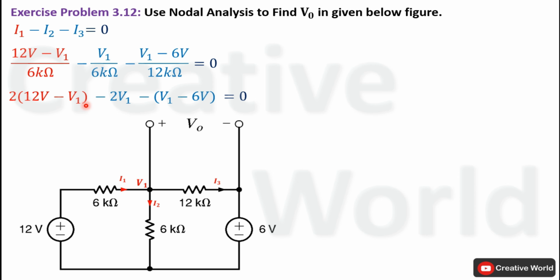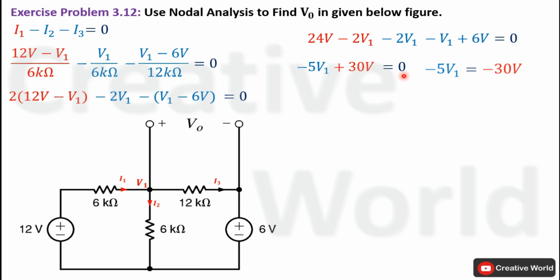Now open these brackets. Product of 2 and 12 volt will become 24 volt, and product of 2 and minus V1 will become minus 2 V1. Here minus will multiply with variables inside the brackets. It will become minus V1 plus 6 volt. Now add 24 volt and 6 volt together, it will become 30 volt, and sum of minus V1, minus 2V1 and minus 2V1 will become minus 5V1. Place this constant value on the other hand side of equal and divide on both sides with minus 5. The value of voltage V1 will become 6 volt.